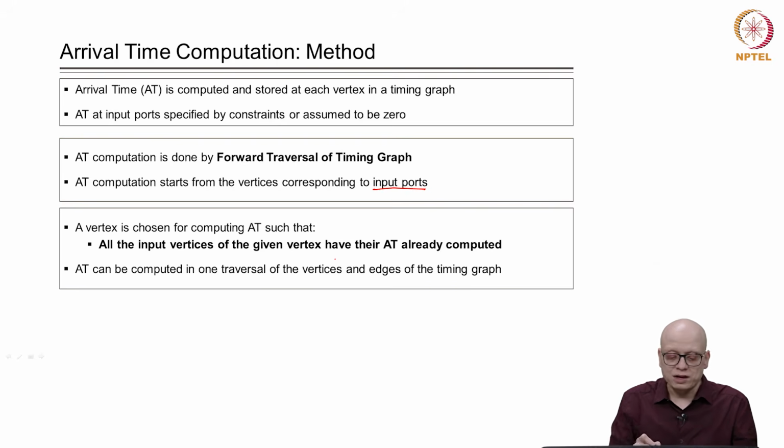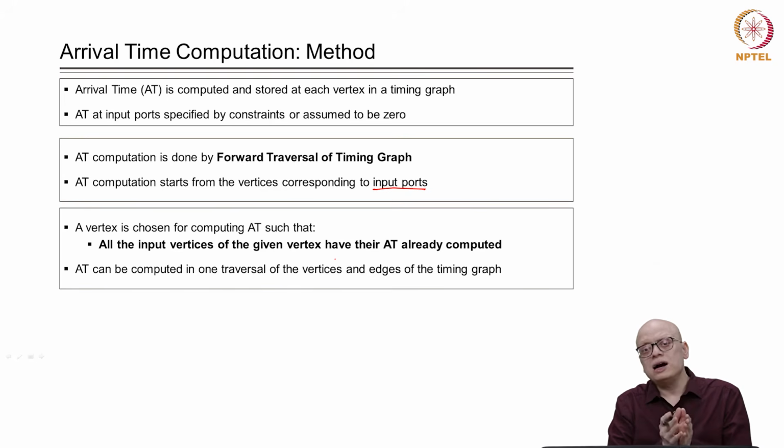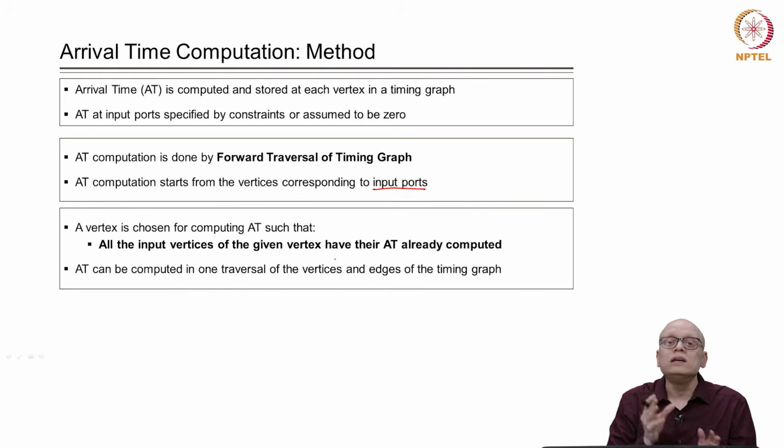Now, the arrival time can be computed in one traversal of the vertices and edges of the timing graph. This is an important thing: to compute the arrival time, we need to visit each vertex only once in the timing graph, and this is why static timing analysis is very efficient. To compute the bound on the arrival time, we just need to visit a given vertex only once, and it makes the computation of arrival time very efficient.